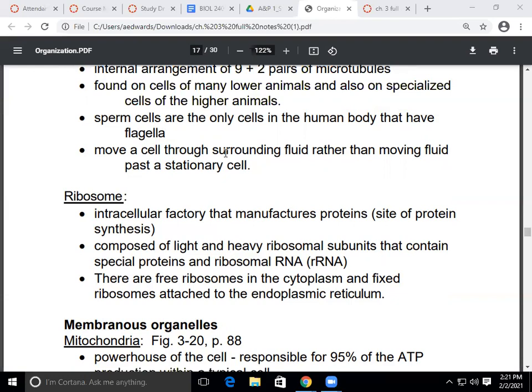So what I want you to do right now is to talk with your partners, or your battle buddy, and discuss 3 non-membranous organelles. All right, names and functions. You can do this at home as well.